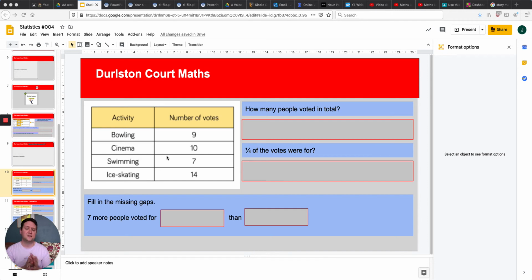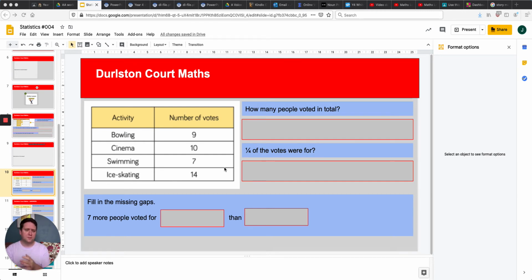So I need to add these 4 numbers together. Right, so when adding numbers together, you can use whatever method you want. Might be a number line, might be a column method. You might want to draw some things out in a book, do some jottings. Completely up to you. I'm going to show you how I would do this in a mental arithmetic way.